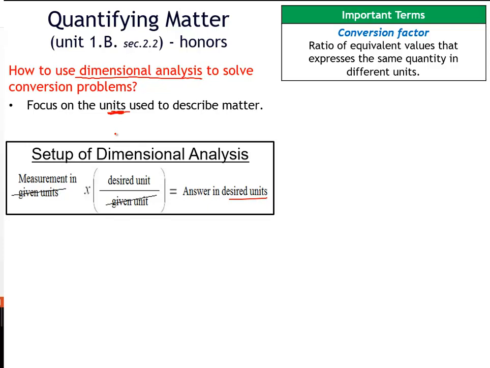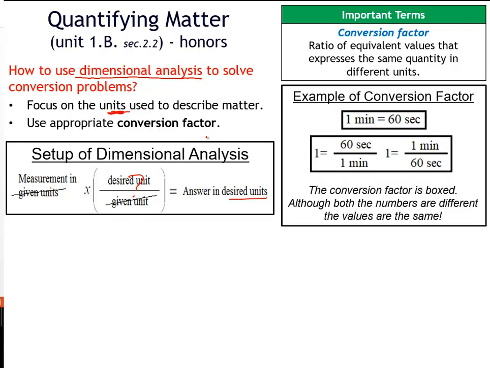This is what a typical dimensional analysis setup looks like. You have a given value here, which is in some sort of units, and you multiply it by a ratio, which I'll talk about in a second. This ratio contains 2 units, and you're going to get your answer in a new form of units, your desired units. So what is this ratio that we talked about? This is called a conversion factor.